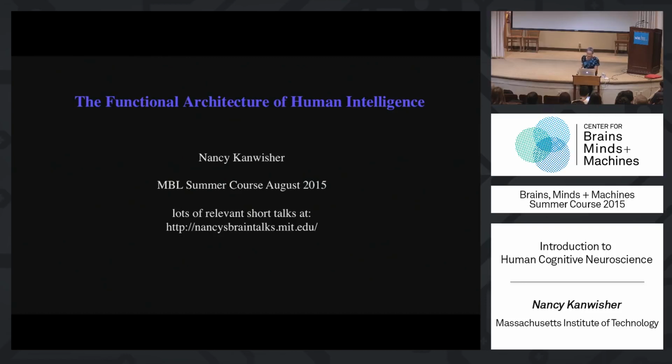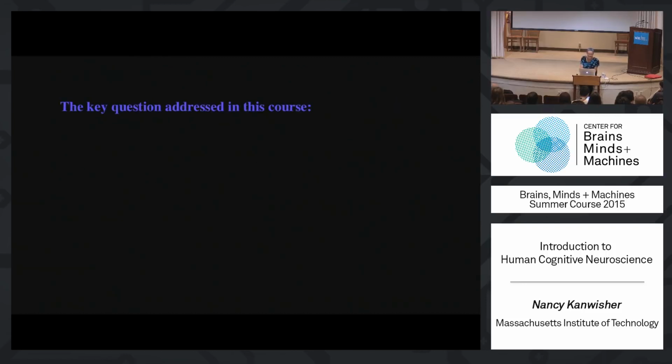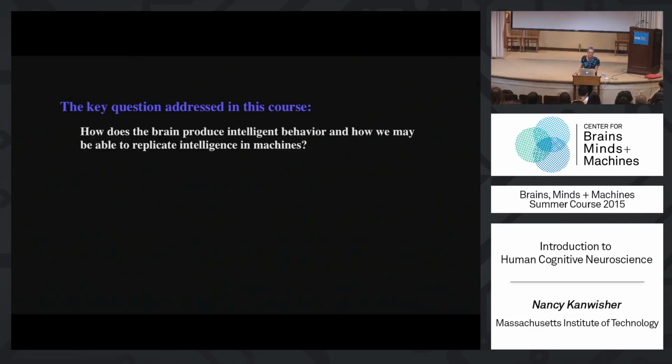So that's the agenda. It's going to be pretty basic, so if you've heard me speak before, you've probably heard a lot of this. So anyway, the key question we're trying to address in this course is how does the brain produce intelligent behavior, and how may we be able to replicate that intelligence in machines?